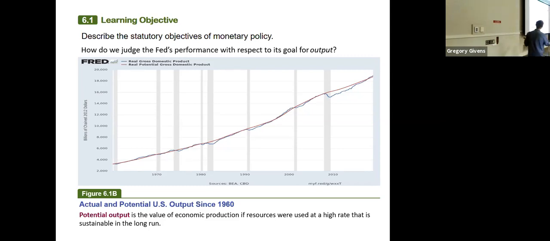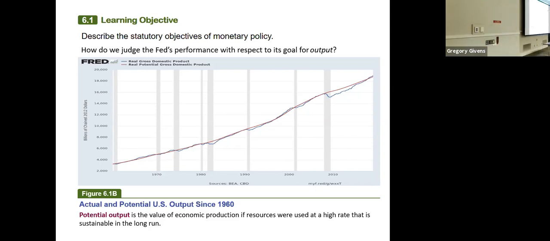All right. What this graph shows you, again, I pulled this graph from the St. Louis Fed. It shows real GDP and the CBO's estimate of potential real GDP over time. Potential GDP is the red line, and actual GDP is this blue line. And you can see that actual GDP deviates from potential over time.